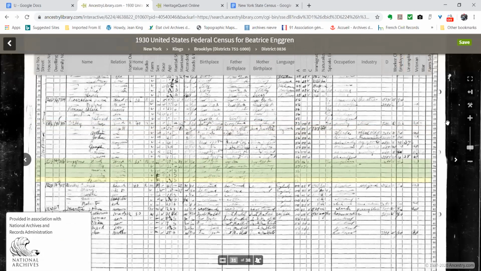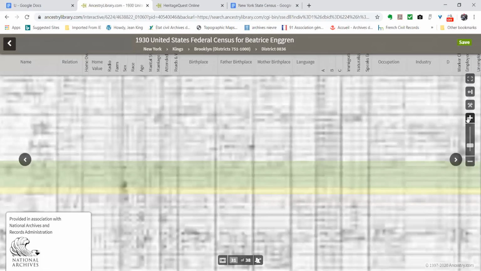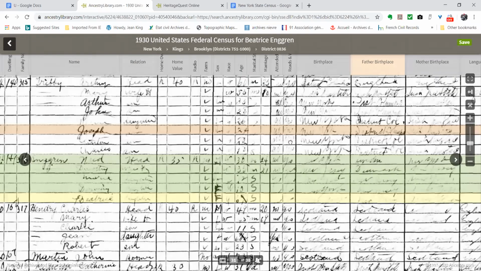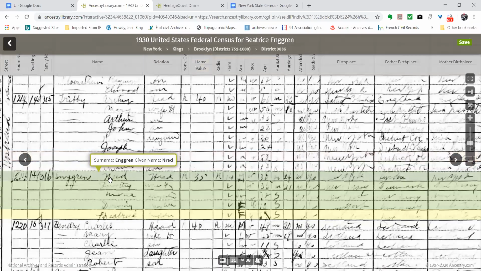And another poor image here. But this is my Uncle Fred, who ended up being indexed with an N instead of an F for his first name. There's poor Uncle Fred. But then, you really have to be a detective with this stuff. Yeah, in a way, you almost have to know what you're looking for before you go looking.